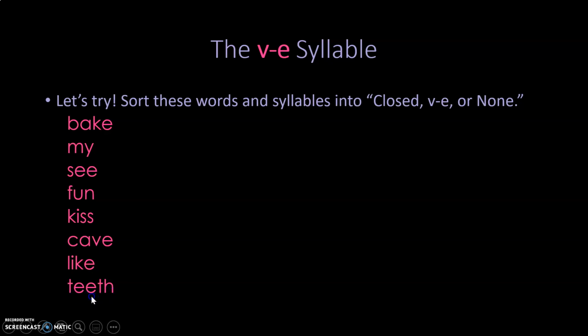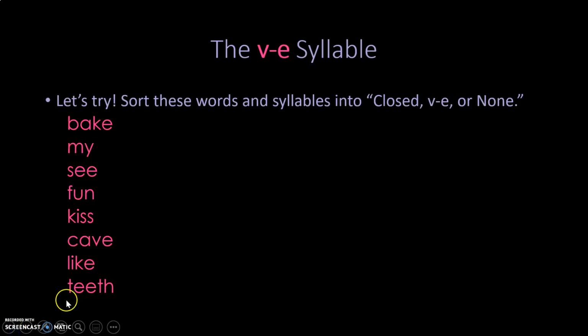Last one. Do I have one vowel? No, I have two. Is there a consonant in between? No. So is it silent E? Nope. Closed? Nope. Oops. So it goes under none. So none, silent E, closed, closed, none, none, and we said silent E.